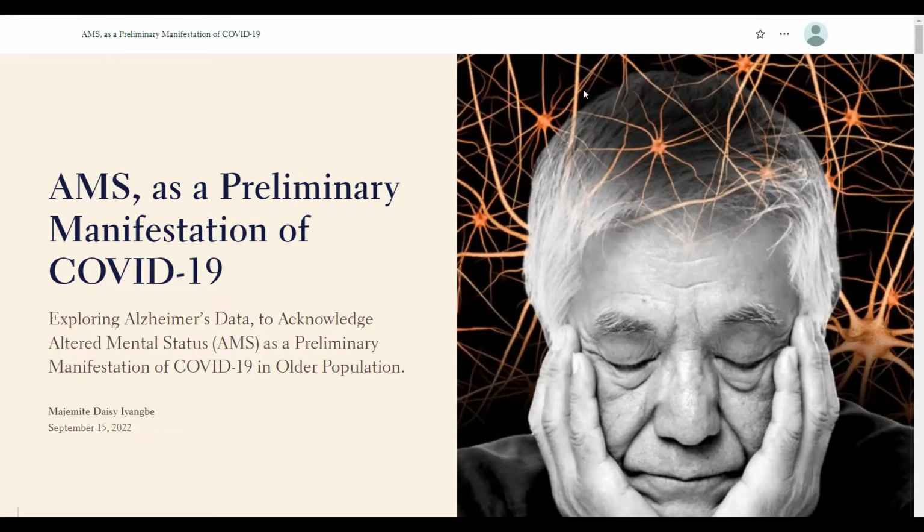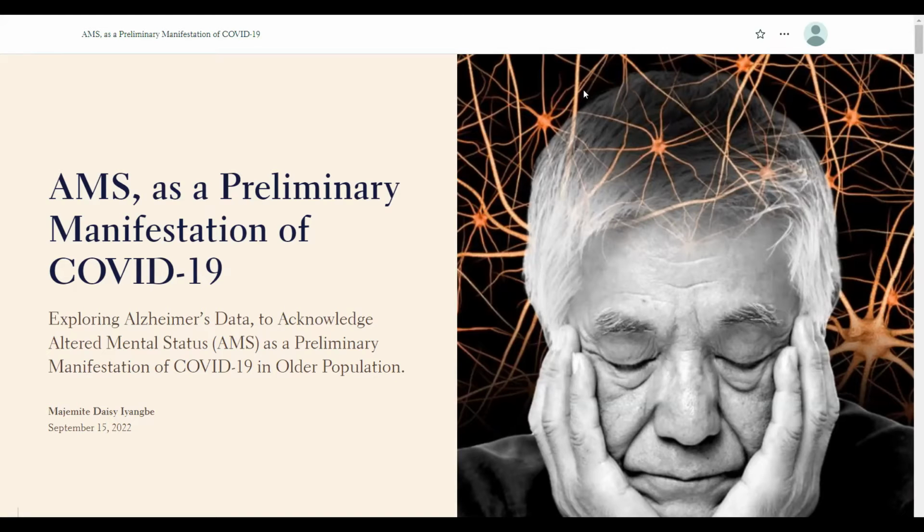Today I'll be talking on a project that is ongoing, and it's titled AMS, a preliminary manifestation of COVID-19. And for the purpose of this conference, I'll be exploring Alzheimer's data to acknowledge AMS, which is altered mental status, as a preliminary manifestation of COVID-19 in the older population.